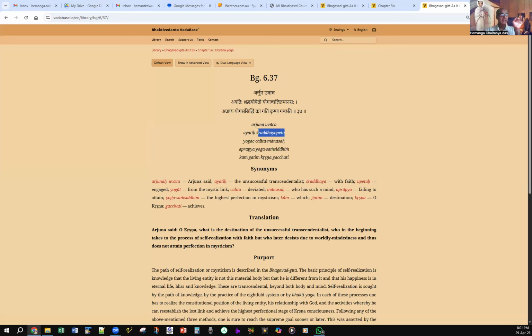He who started the process with shraddha, but due to chalita manasa, his mind has gone to materialism again. Aprapya yoga, he has not achieved the perfection. Kam gatim Krishna gachati. Hey Krishna, my dear Krishna, kam gatim, what will be the destination of that person? Is the question clear?